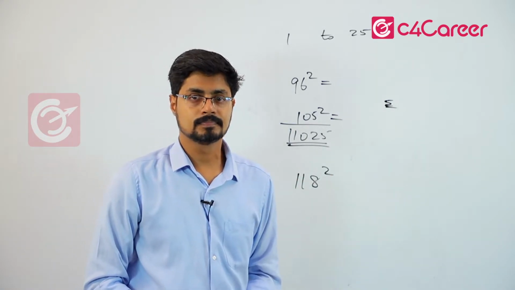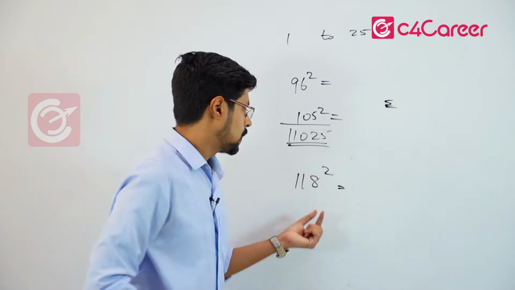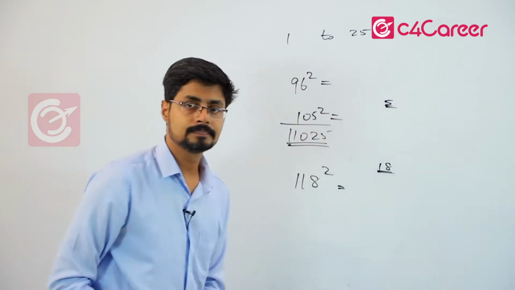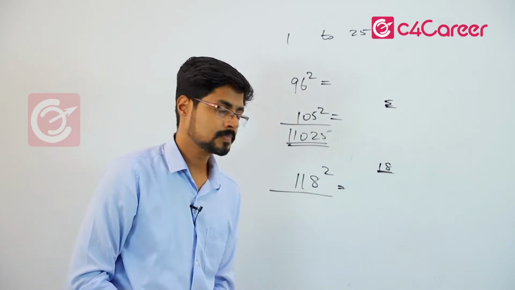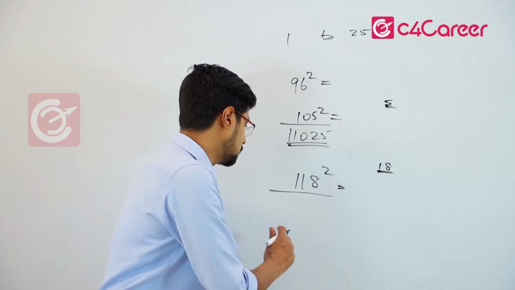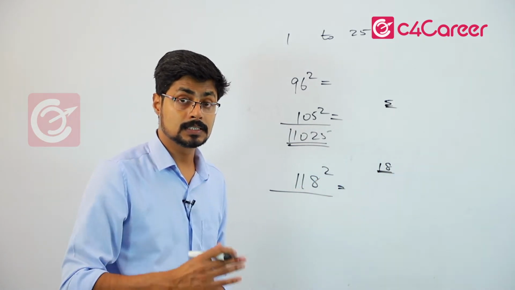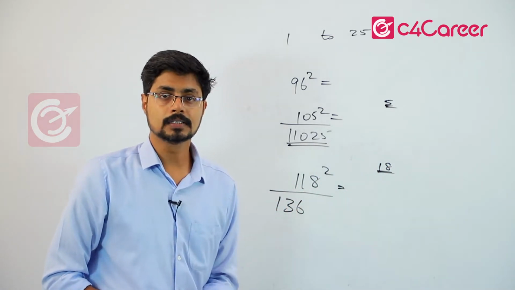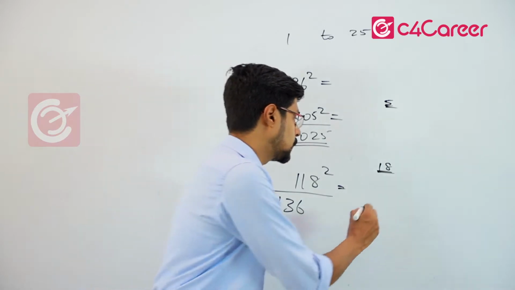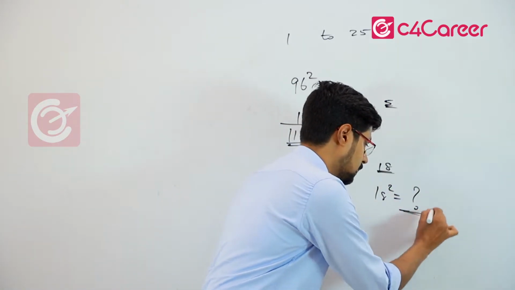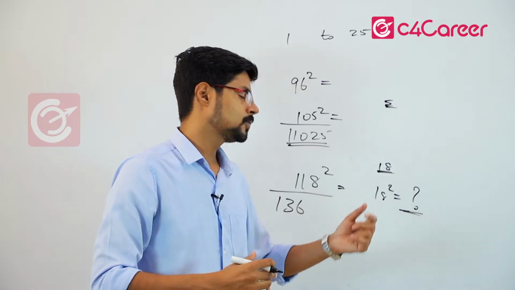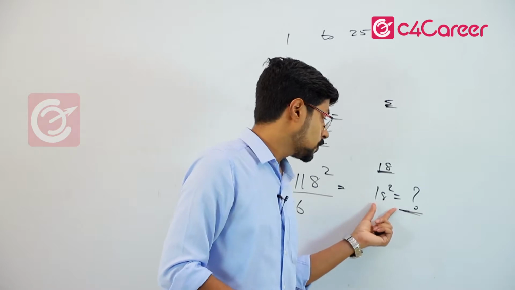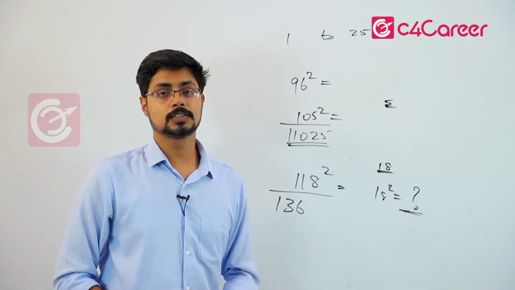118 square. Now, what is the difference from 100? The difference from 100 is going to be 18. The first part, 118 plus 18, 18 plus 18 is 36. So 118 plus 18 will be 136. Now the second part is 18 square. Now the question is, how many of us know the square of 18? If you know the square of 18, then definitely we can find this square.